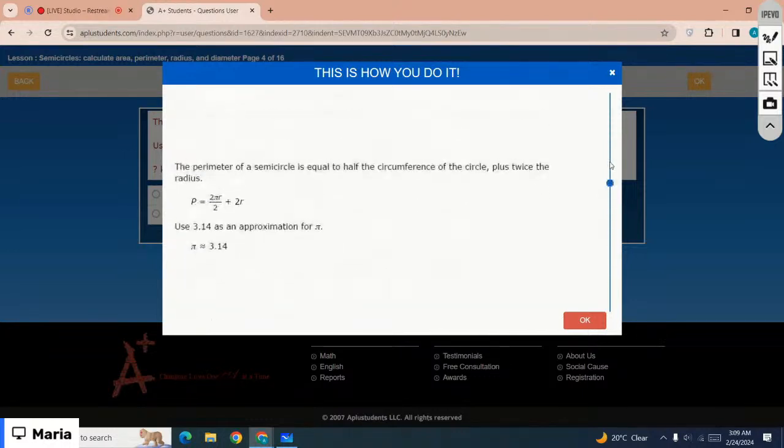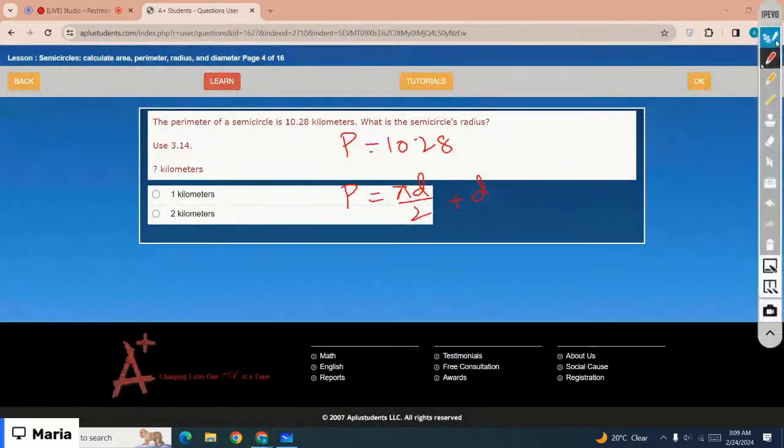Okay, in terms of radius, replace d with 2r, right? We know that d equals 2r. So P equals pi times 2r over 2 plus 2r, because the diameter is twice the radius, right? So just remove, that is pi r over 2 plus 2r.